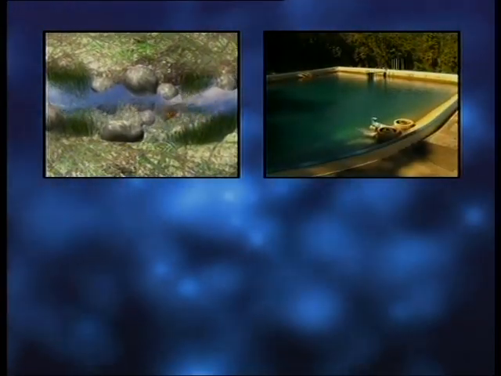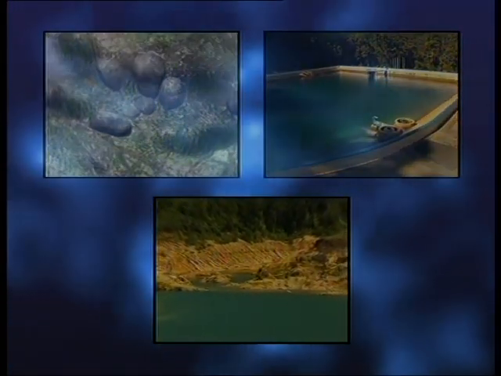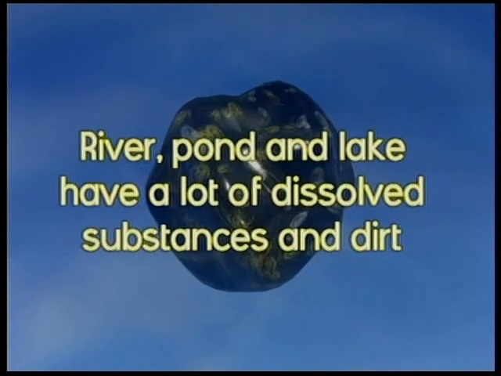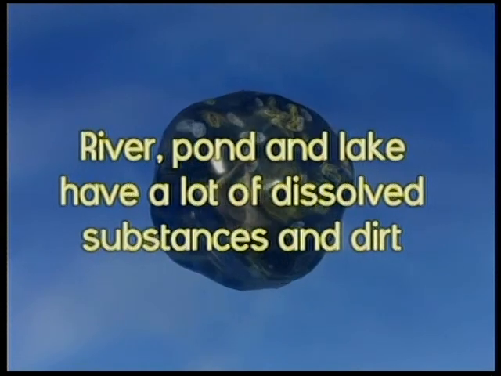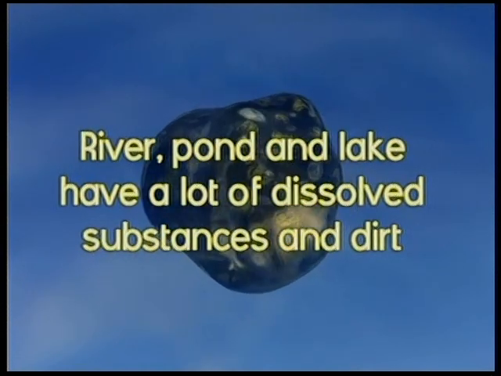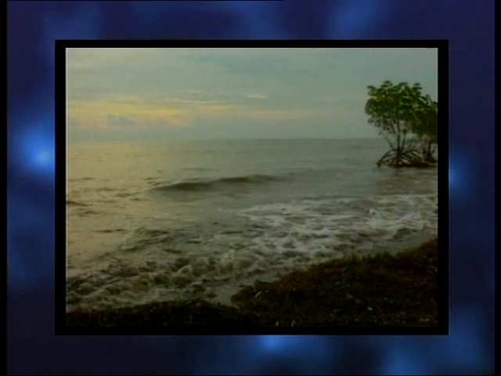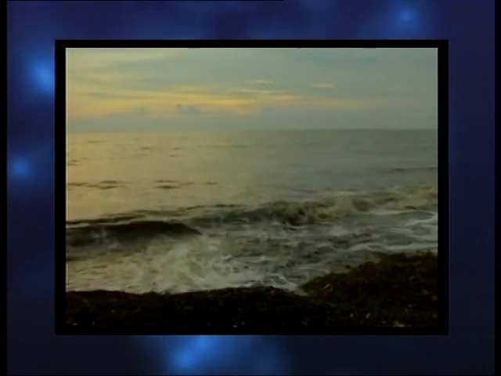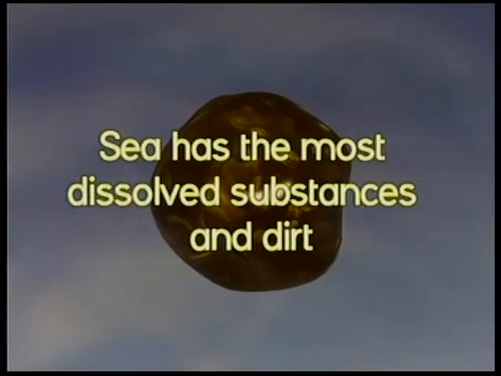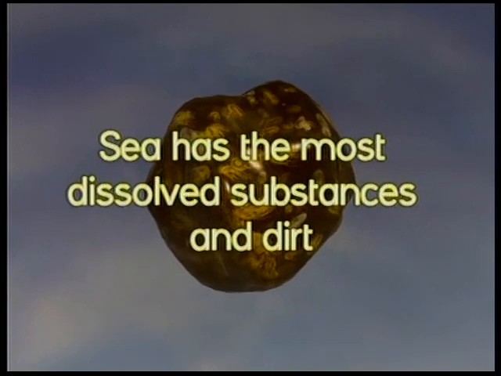River, pond, and lake water are not clean. They have a lot of dissolved substances and dirt, such as microorganisms and silt. Water from the sea is the dirtiest. It has the most dissolved substances and dirt.